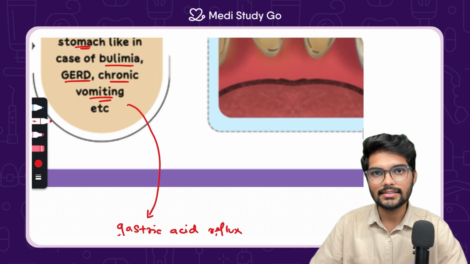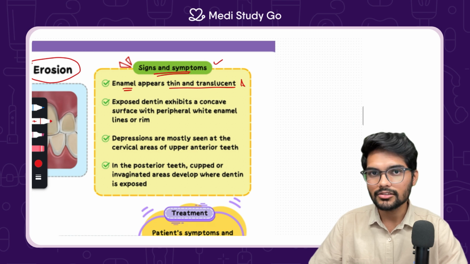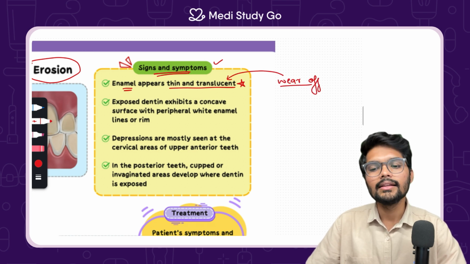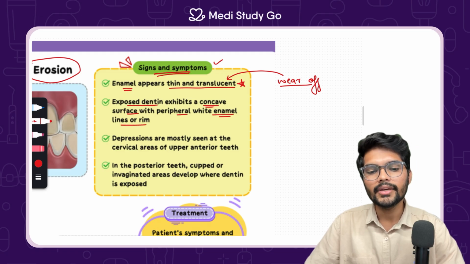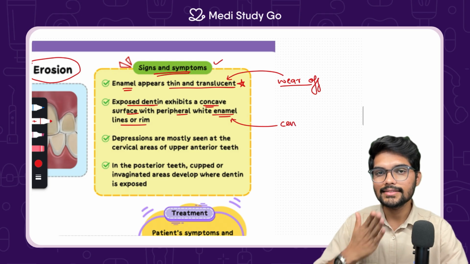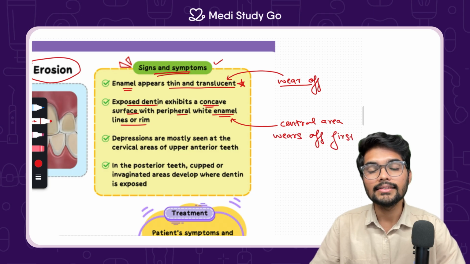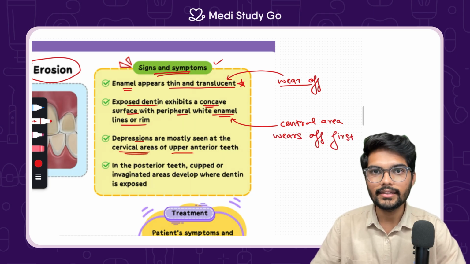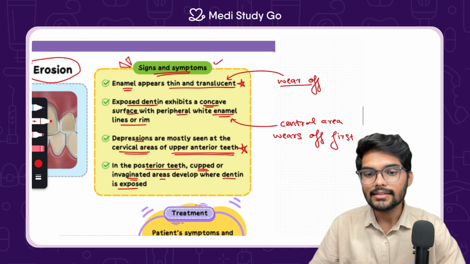Let us go through the signs and symptoms. So in dental erosion, enamel appears thin and translucent because it gets worn off. Second, exposed dentin exhibits a concave surface with peripheral white enamel lines or rim, basically indicating that the area which is first dissolved is the central portion of the tooth surface. Depressions are mostly seen at the cervical areas of upper anterior teeth. In the posterior teeth, cupped or invaginated areas develop where dentin is exposed.